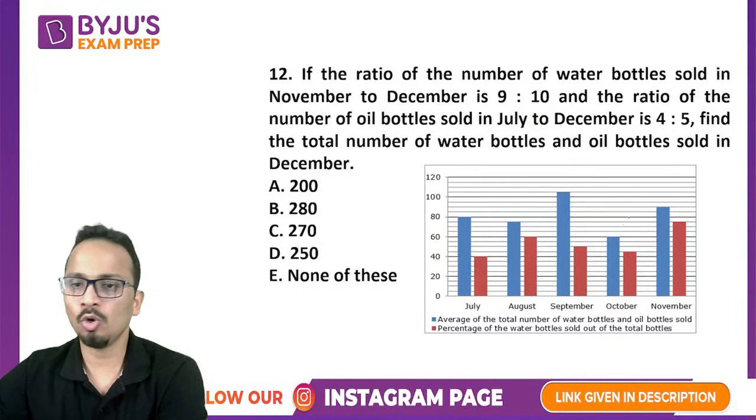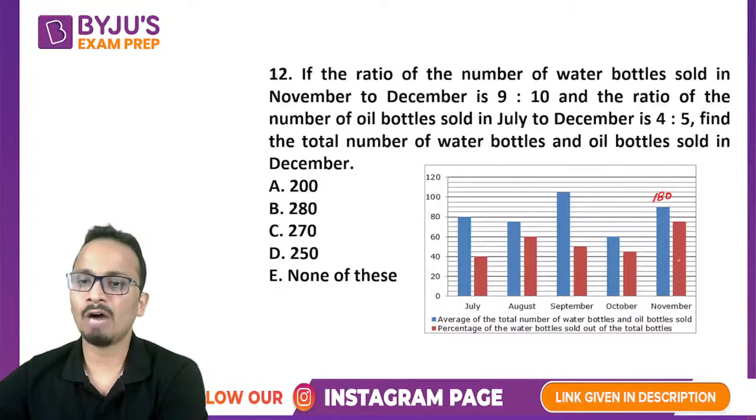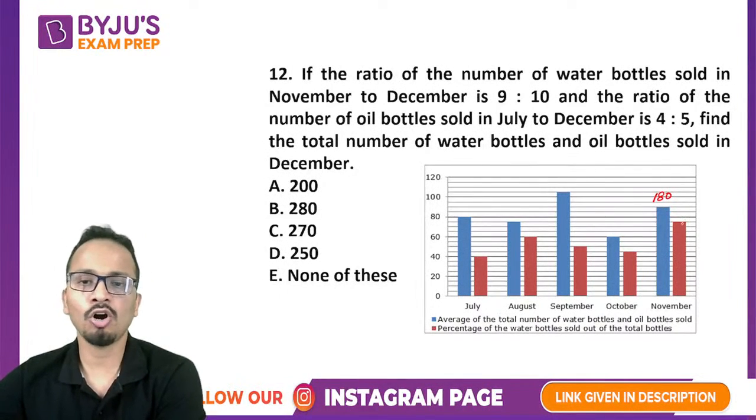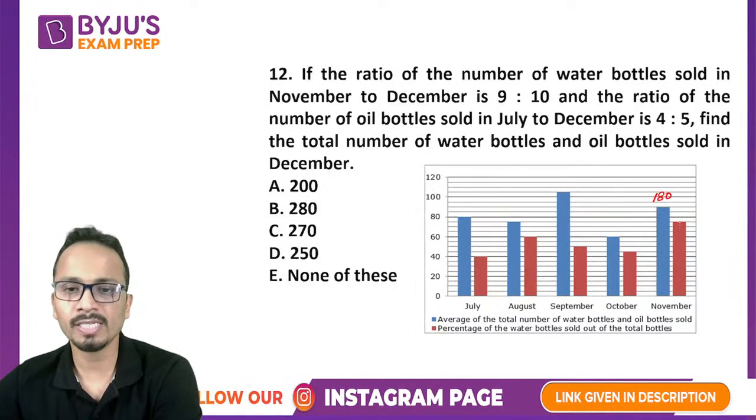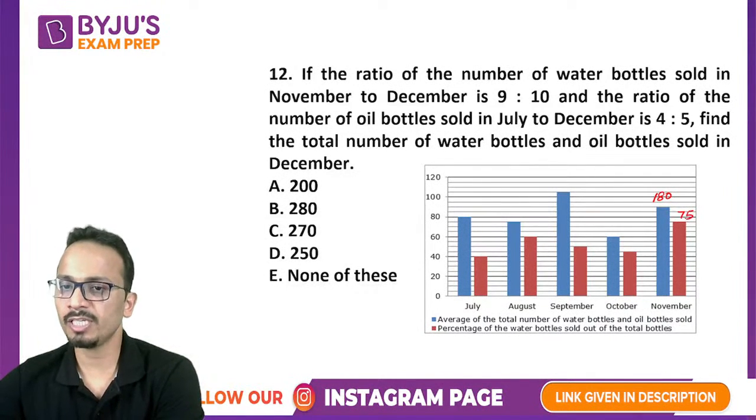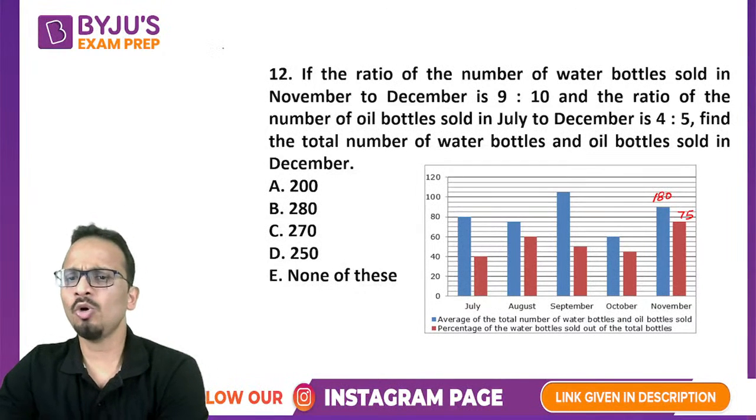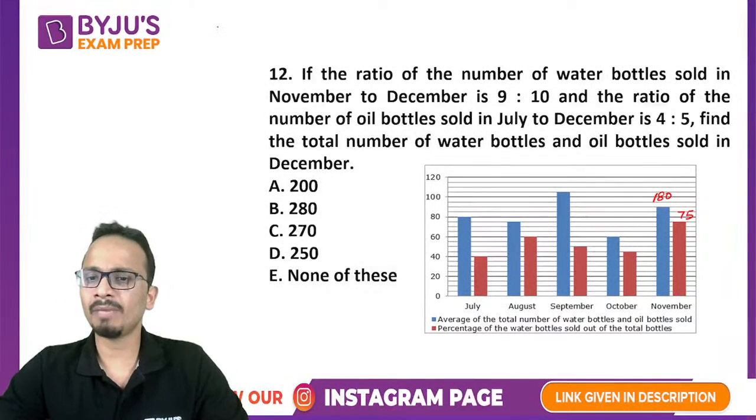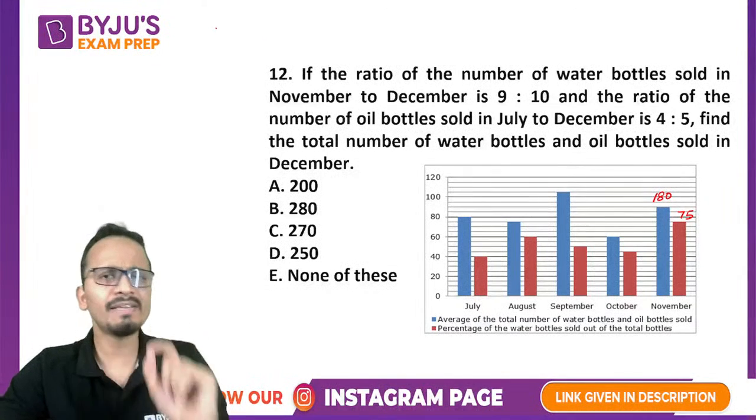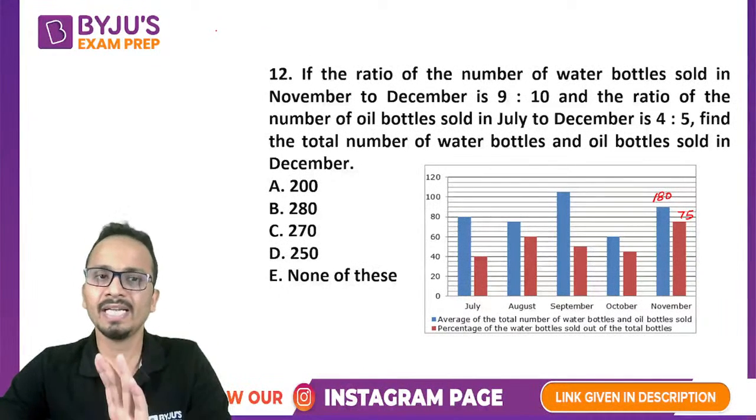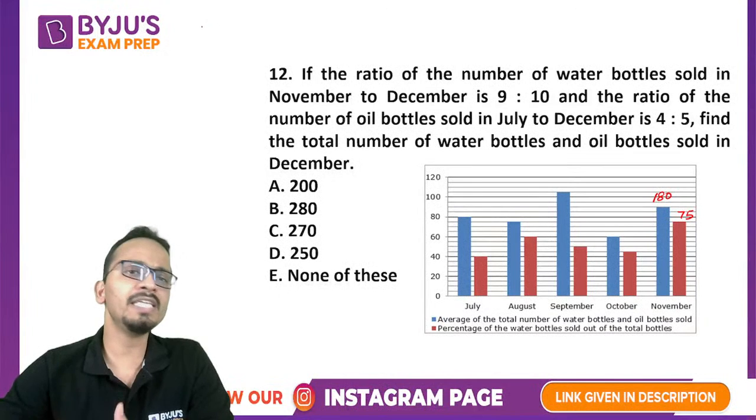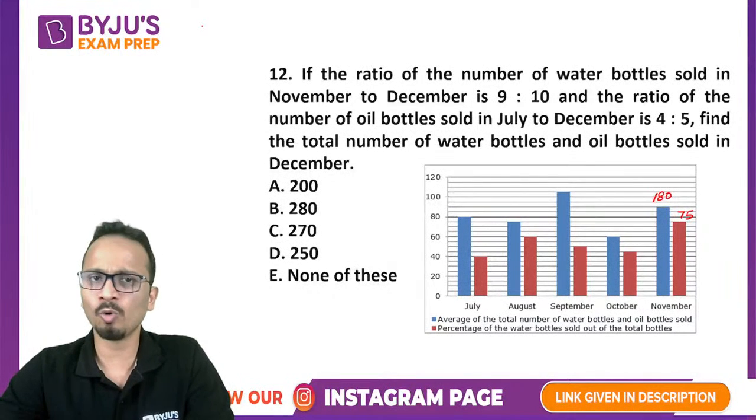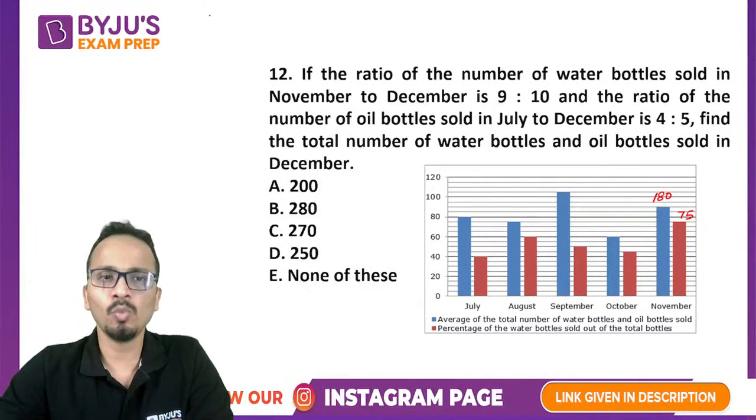So for November, total number of bottles sold is 90 multiplied by 2, that is 180. Out of which the percentage of water bottles sold is 75 percent, right? So number of water bottles sold in the month of November will be 75% of 180. Now 75% means 3 by 4. 3 by 4 of 180 will come out to be 135.